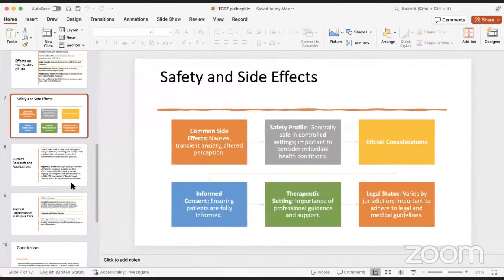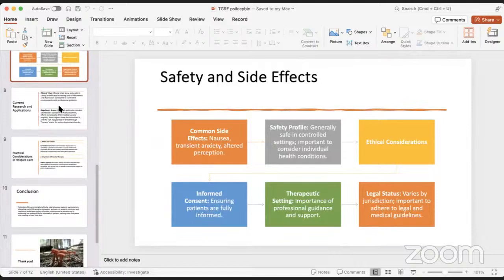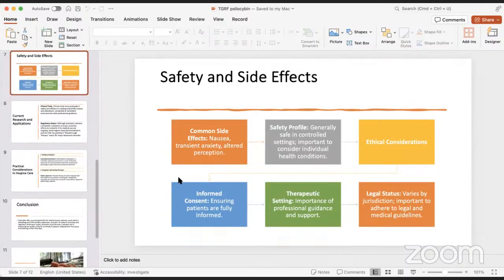Next slide, please. Psilocybin side effects, safety, and regulation. Common side effects are nausea, transient anxiety, and altered perception. The safety profile is generally safe in a controlled setting, but it is important to consider individual health conditions. There are also ethical considerations. Informed consent, of course, ensuring patients are fully informed about side effects and the safety profile. Therapeutic setting: the importance of professional guidance and support. Legal status varies from state to state, along with law and regulation.